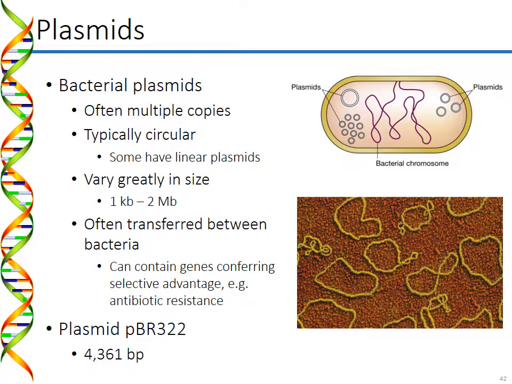And in the electron micrograph here at the bottom of the slide, we actually see a plasmid, pBR322. This plasmid is about 4.3 kilobases in length. It is circular, and it forms the basis of a lot of commercial vectors that you can order for your research. They are based on this particular plasmid.